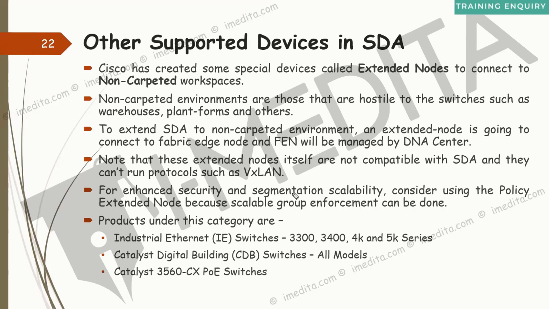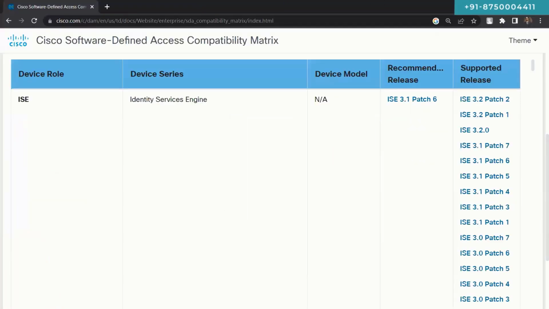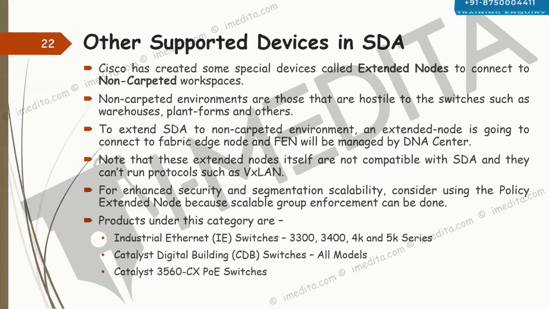So if we install those typical Catalyst switches, they might go out of operation within some weeks, maybe. So they created specific devices that we can install onto those locations. Let me show you how it looks. So we can install those devices into those locations, and those devices will connect to the fabric edge node, which is being managed from the DNA Center.